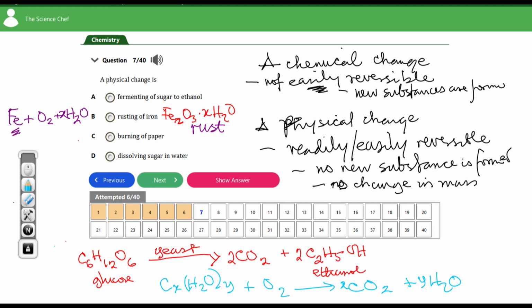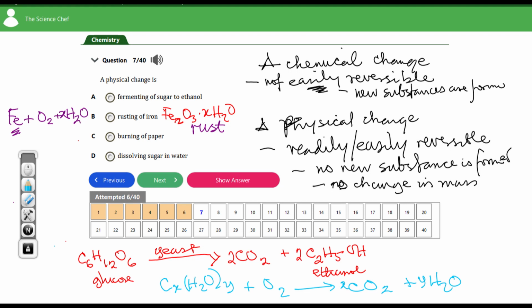Now, the last option, dissolving sugar in water. When you dissolve your sugar in water, you get sugar solution. Can you get back your sugar from that solution? Yes, if you carry out crystallization. If you crystallize that sugar solution, you get back your sugar, right? Or if you carry out a form of distillation, you can get back your water and your sugar.